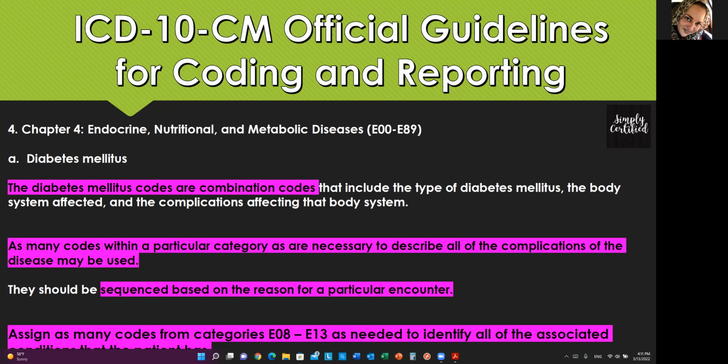And it's just repeating itself over and over. You'll notice through the guidelines: assign as many codes from categories E08 through E13 as needed to identify all of the associated conditions that the patient has.